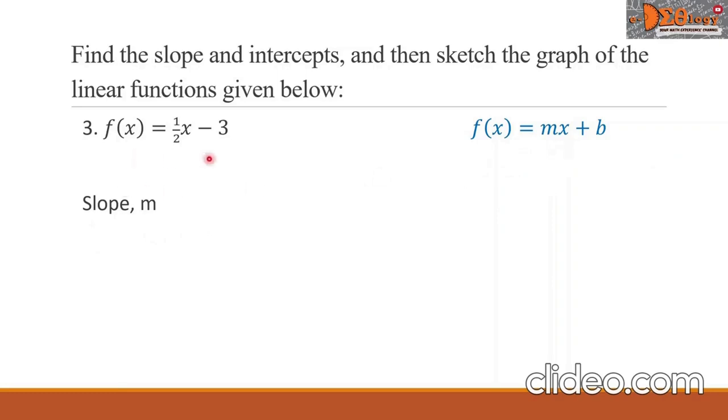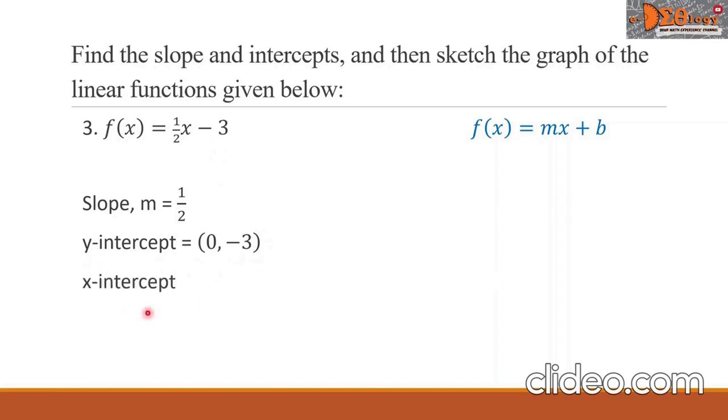For this equation, the coefficient of x here is 1/2. That is the m. So we write here 1/2. Now, let's begin with finding the y-intercept. The b here is the y-intercept. The value is negative 3. But we're going to write it as a point. So, we have the x-coordinate to be 0, and the y-coordinate is that negative 3. This is the y-intercept point.